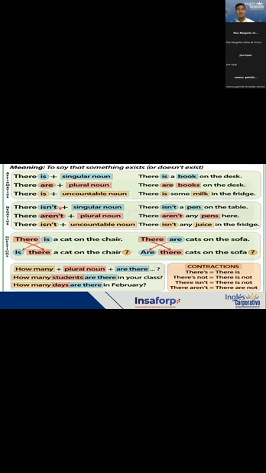Now, we can just see in this part that we can use, podemos utilizar WH questions or how many, para querer saber cuántos. For example, if I ask the question, how many students are there in your class? Let me see, Carla. If I ask you the question, how many students are there in your class? What would you say to that?